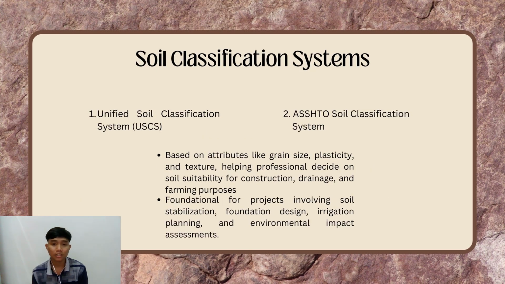There are various soil classification systems, each tailored to different needs. Two primary systems are the Unified Soil Classification System (USCS) and the AASHTO Soil Classification System used for highways. These systems group soil based on attributes like grain size, plasticity, and texture, helping professionals decide on soil suitability for construction, drainage, and farming purposes. Soil classification is foundational for projects involving soil stabilization, foundation design, irrigation planning, and environmental impact assessment.